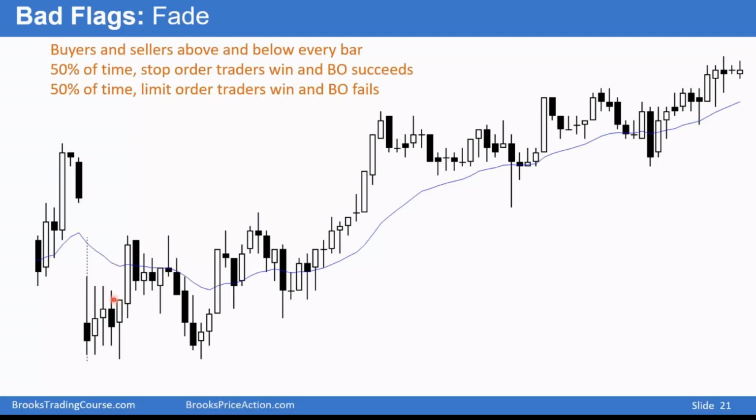On every bar, on every chart, there are always buyers and sellers above every bar and buyers and sellers below every bar. 50% of the time, the stop order trader wins and the breakout succeeds. And 50% of the time, the limit order trader wins and the breakout fails. So for example, we broke out above here, the stop order traders started to win, but then they lost. Here, the stop order traders won. We got a swing up.